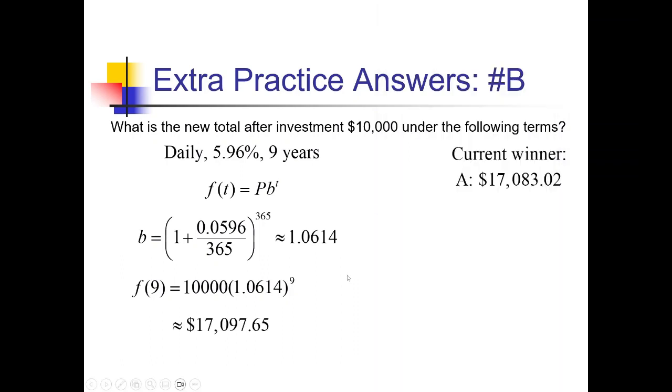I get $17,097.65 if I round that off. And comparing that to my last one, that's about $14 higher. So A is no longer the winner. It's now B with this total.